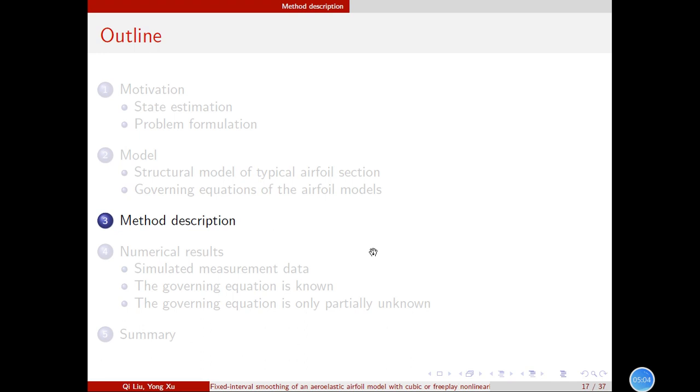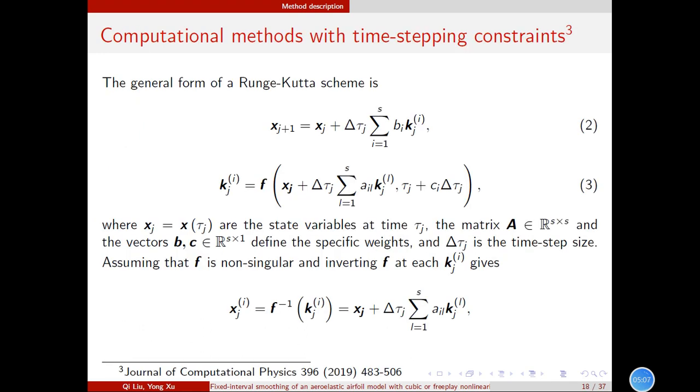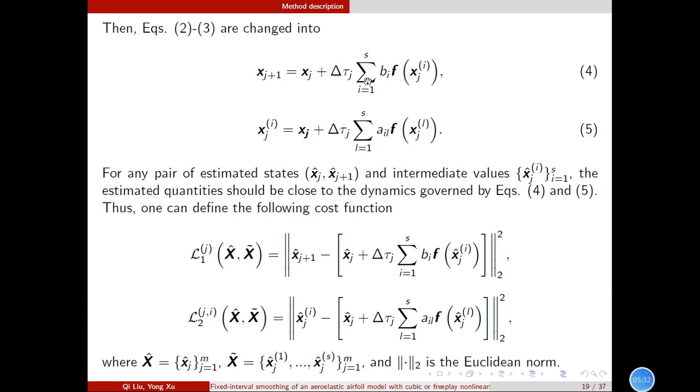Next, the main method will be introduced. In general, for a given ODE, the general form of a Runge-Kutta scheme is given by equations 2 and 3. If we assume that f is non-singular, one can get the following relations, like this. And then, equations 2 and 3 are changed into the following equations. For any pair of estimated steady states and intermediate values, the estimated quantities should be close to the dynamics governed by equations 4 and 5.